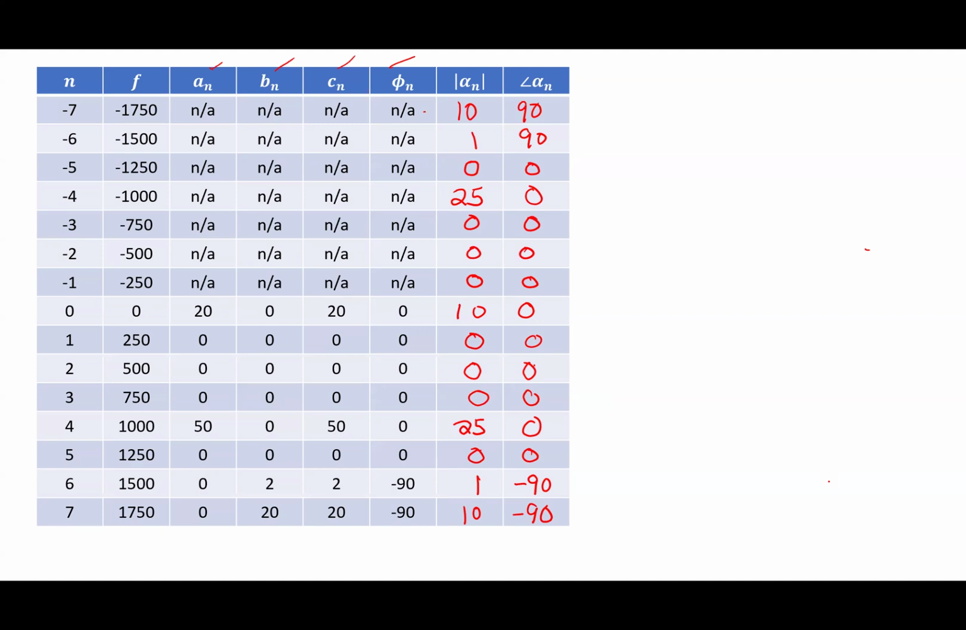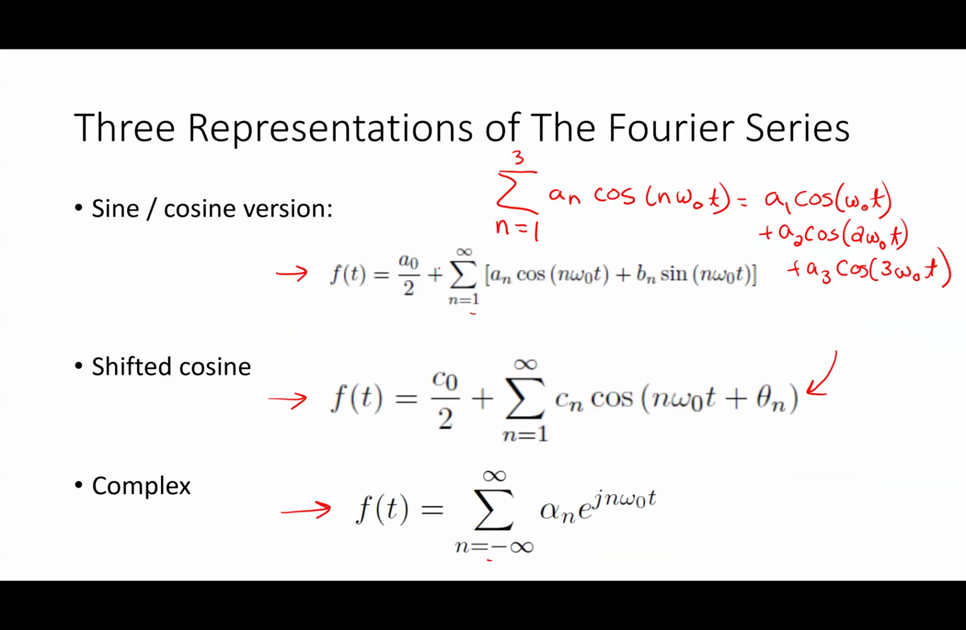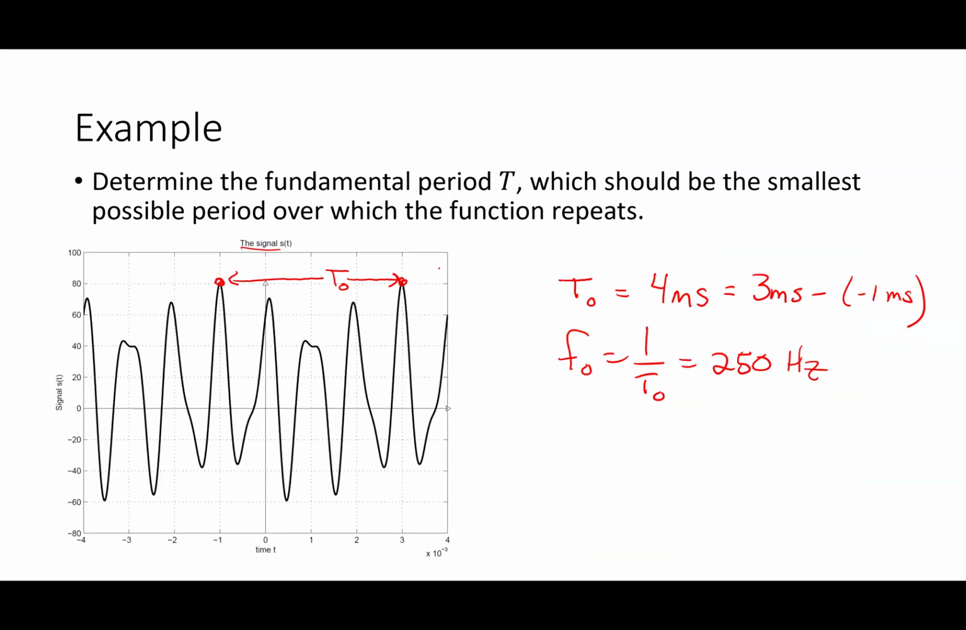Now, why did I write NA here? Remember, these 2 columns are the sine cosine, and this is the shifted cosine. How come I said those were NA? Because they're not part of the series. I don't need them, because the series for the sine cosine version starts at n equal 1, and the shifted cosine starts at n equal 1. So I didn't need those terms.